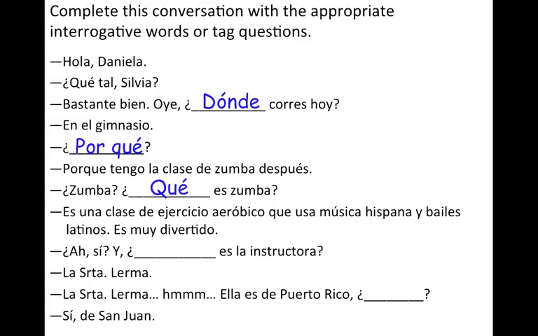So now we have la explicación. Es una clase de ejercicio aeróbica que usa música hispana y bailes latinos. Es muy divertido. Ah, sí. Y something es la instructora. La respuesta es la señorita Lerma. ¿Quién? ¿Quién es la instructora? Who is the instructor? Señorita Lerma. La señorita Lerma, ella es de Puerto Rico. What's a tag question? What would you put there? ¿Verdad? You could also say no. Sí, es de San Juan.